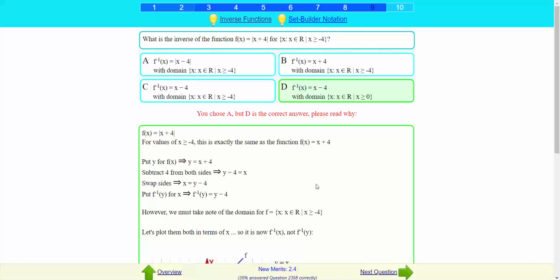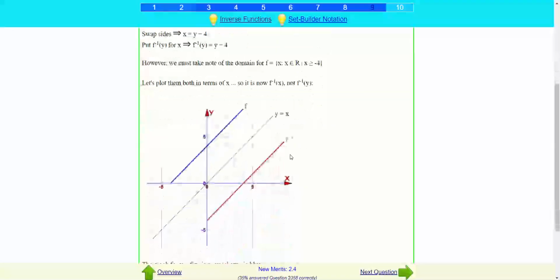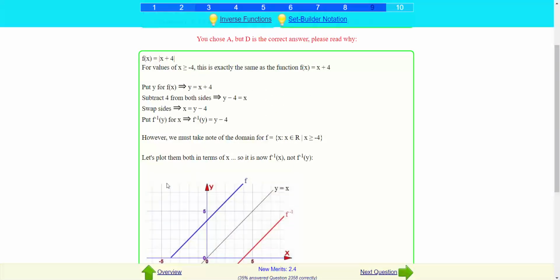Put y for f of x. Okay, and then you solve for x, you take the other side, y minus 4 equals x. That's fine. But the problem is with the domain. For all positive starting from negative 4. So let's plot them as it is now. So this is the f, starts from negative 4. If you apply negative 4, how is that 5?